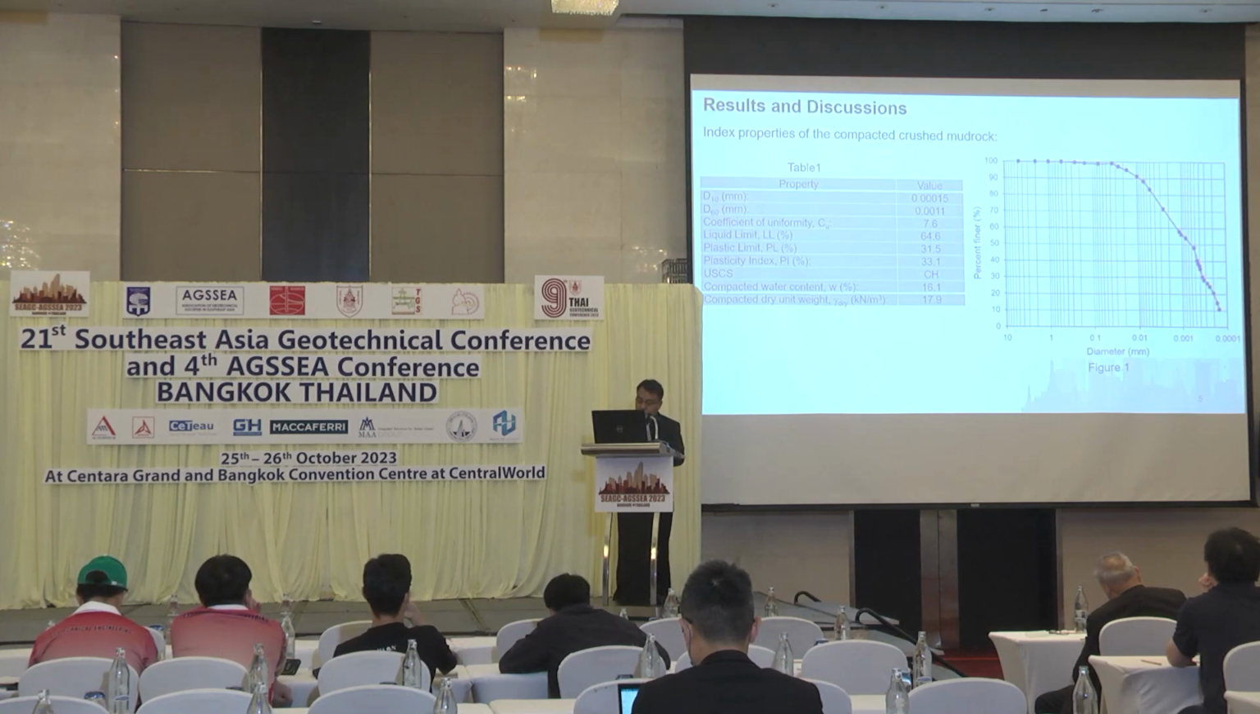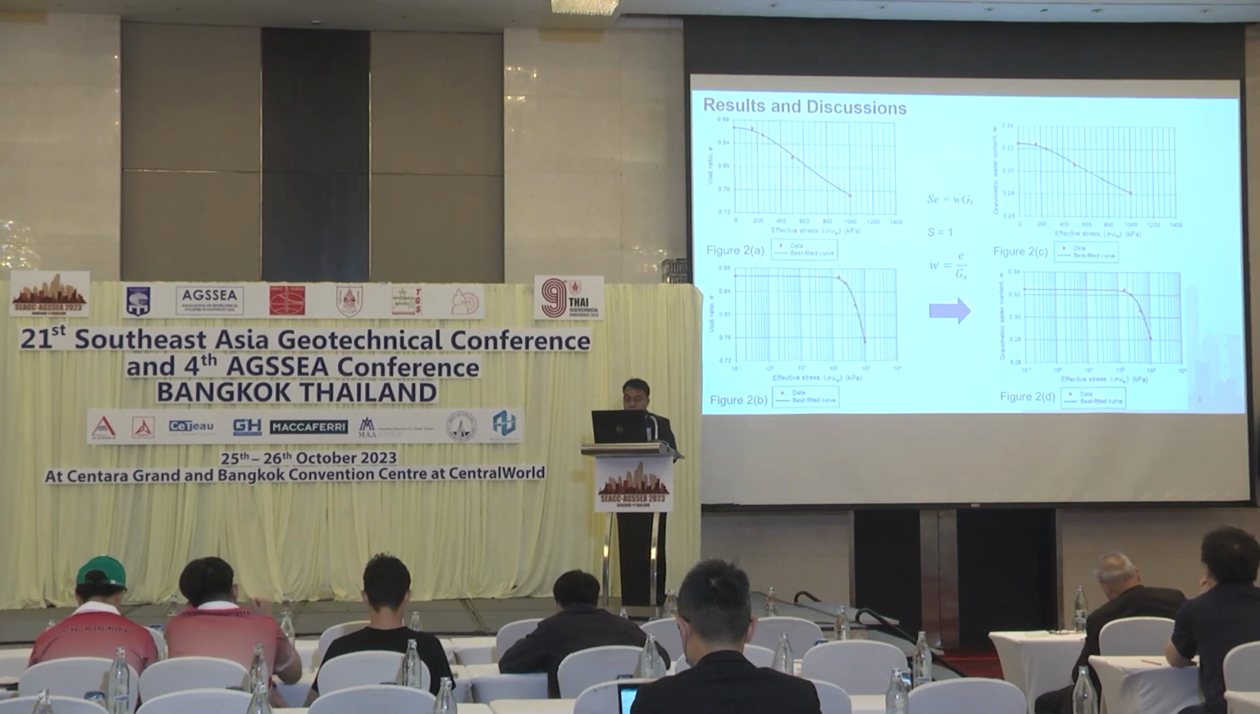Index properties of the crushed mud rock are shown in the slide. It has a liquid limit of 64.6, plastic limit of 31.5, and plasticity index of 33.1. It was then compacted at a water content of 16.1% and achieved a dry unit weight of 17.9 kilonewton per cubic meter. The results of consolidation are plotted in arithmetic scale as shown in figure 2A and in a semi-logarithmic scale as shown in figure 2B.